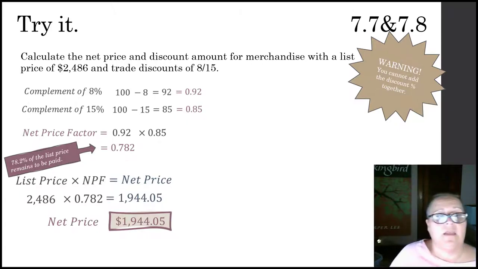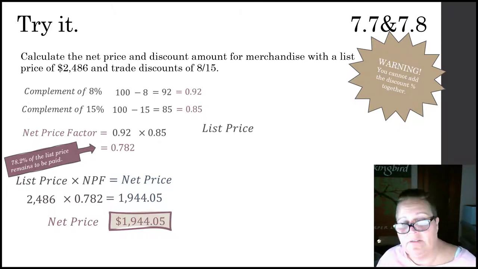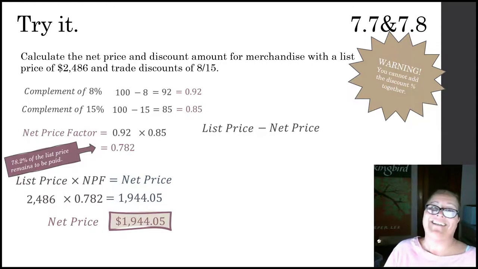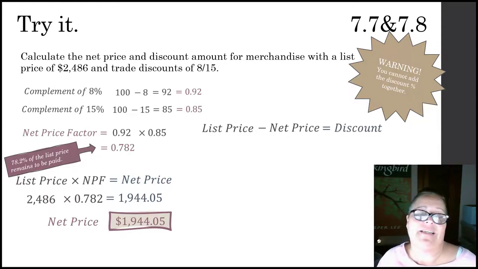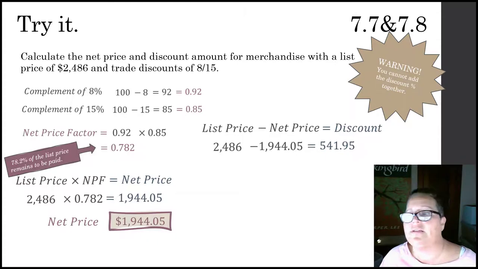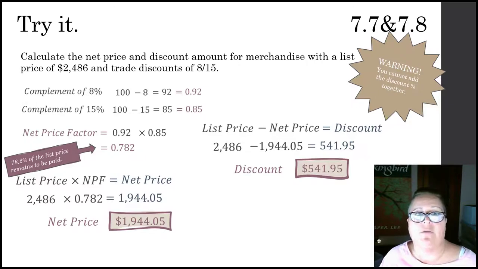Now, I can take the list price minus the net price, and that's going to give me the amount of the discount. So I can just do subtraction, 2,486 minus $1,944.05 to get $541.95, and that's going to be my discount. That is a perfectly legitimate way to find the discount amount.